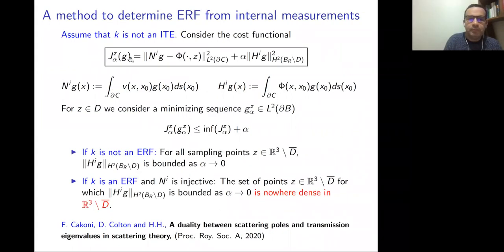And okay, I end up with just reformulating the same theorem, but now some technical details differ, for example, in the penalty term. So basically here, the main trouble is that we need to assume that K is not an interior transmission eigenvalue. And so we will recover only the scattering poles that do not coincide with those.